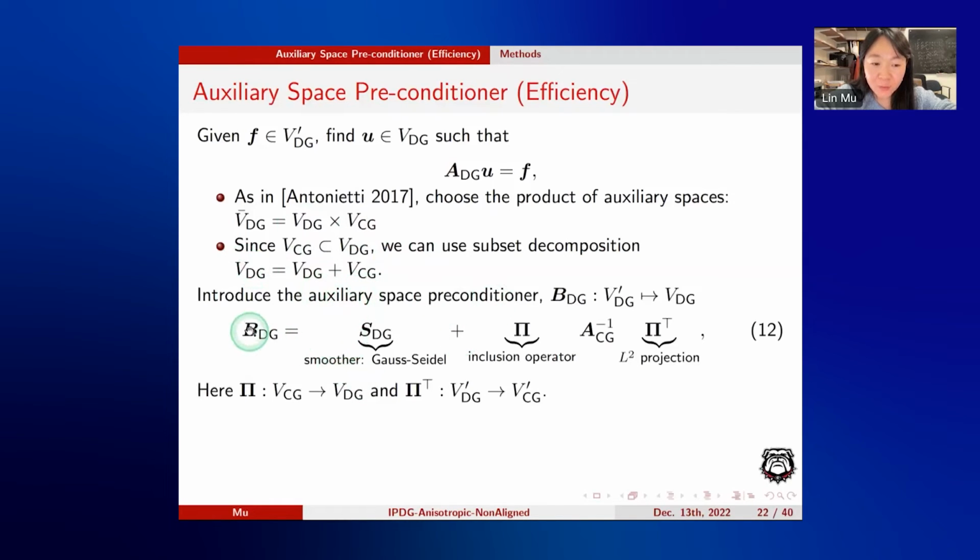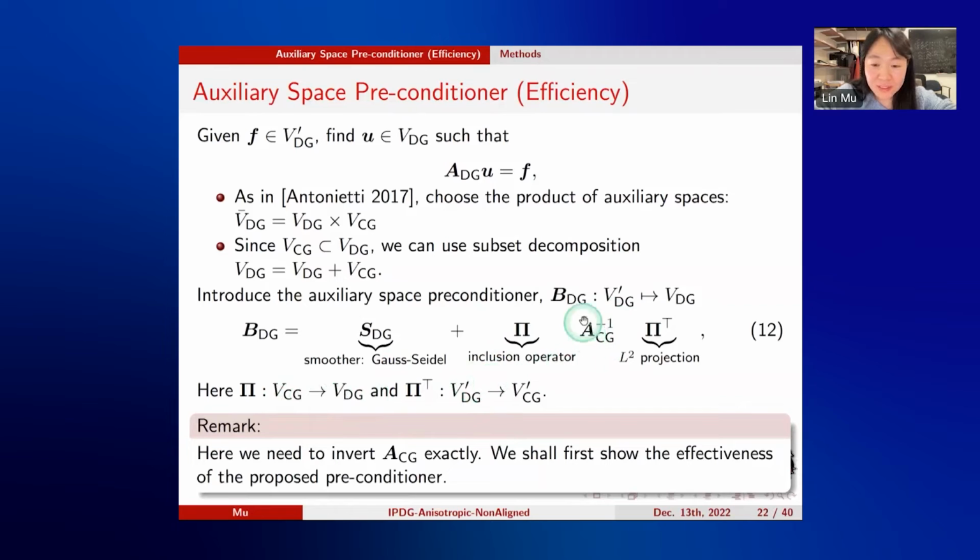B_DG is used to approximate A_DG inverse. B_DG can be formed as two parts. One is a smoother, and we can use Gauss-Seidel as a smoother. The second part is our exact solver from the CG method, A inverse, and this pi is a mapping connecting the DG space and the CG space. We can use some inclusion operator or L2 projection to connect V_CG and V_DG. You can see we need A inverse exactly, and we'll call this one level ASP.